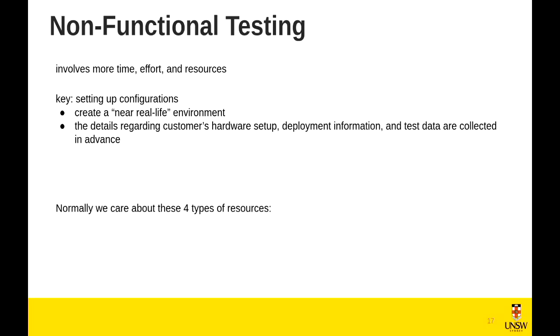And normally when we do non-functional testing, because we are trying to evaluate the performance of the system under limited resources, normally we care about these 4 types of resources. So we care about CPU usage, disk usage, memory usage, and network usage. And if you are using a Windows system, you use Task Manager, you can see all the tabs in the Task Manager, and these are the resources we are interested in when we do non-functional testing.